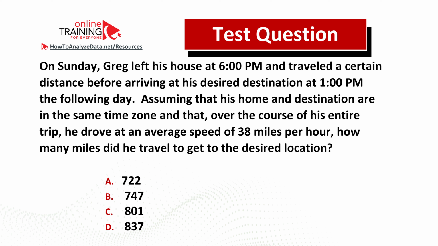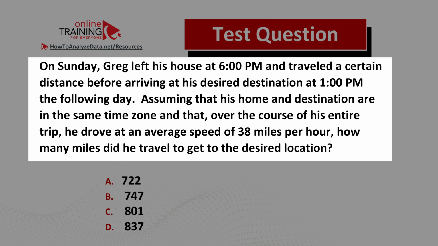And now here's the question for you to try. On Sunday, Greg left his house at 6 p.m. and traveled a certain distance before arriving at his desired destination at 1 p.m. the following day. Assuming that his home and destination are in the same time zone and that over the course of his entire trip he drove at an average speed of 38 miles per hour, how many miles did he travel to get to his desired destination?